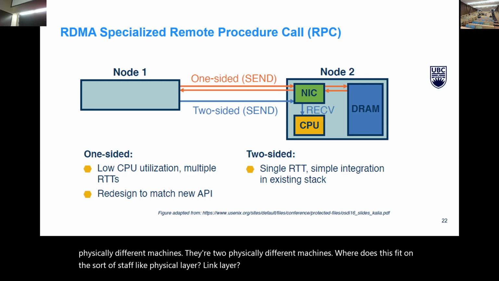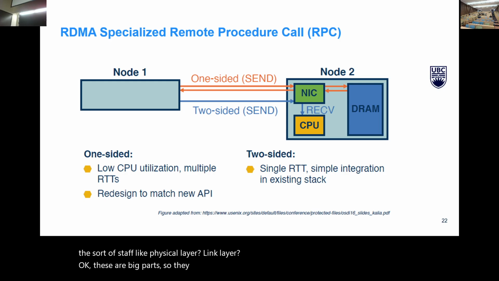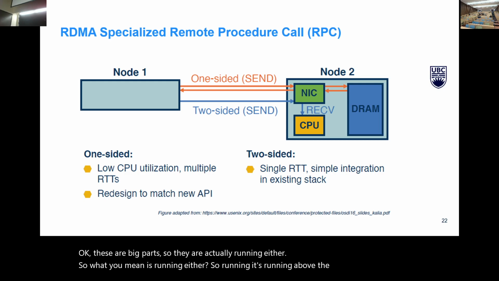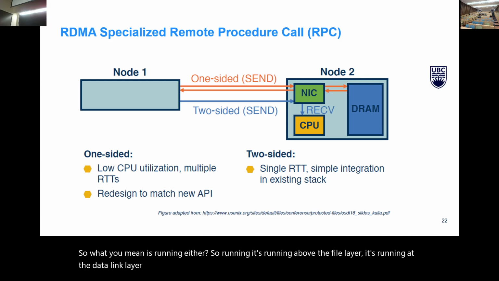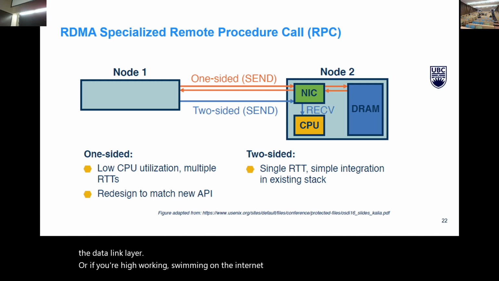Okay, these are NIC cards, so they are actually running at the Ethernet layer. So it's running above the PHY layer, at the data link layer, or if you go to iWarp, then it's clearly running at the internet layer, to use the obsolete system interconnect model. A term I first heard from David Sheraton, who's a UBC grad. I've not mentioned that.